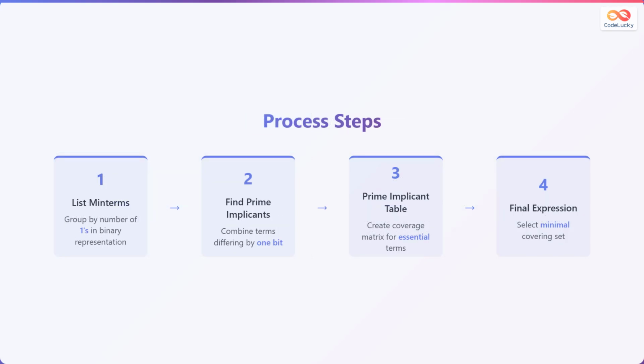The process includes 4 steps. Step 1. List the minterms and group them by the number of ones in their binary representation. Step 2. Find the prime implicants by combining terms that differ by only 1 bit. Step 3. Create a prime implicant table, which is a coverage matrix for essential terms. Step 4. Select the minimal covering set to derive the final expression.